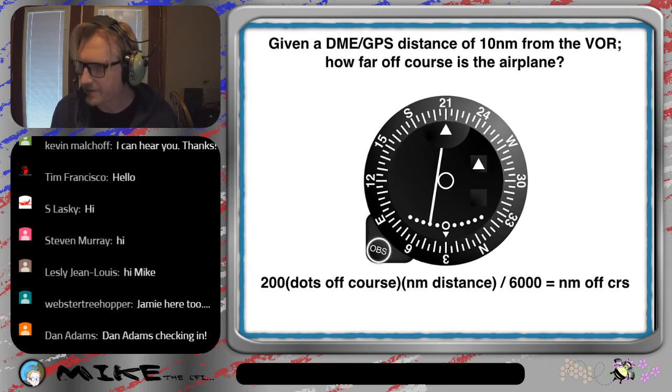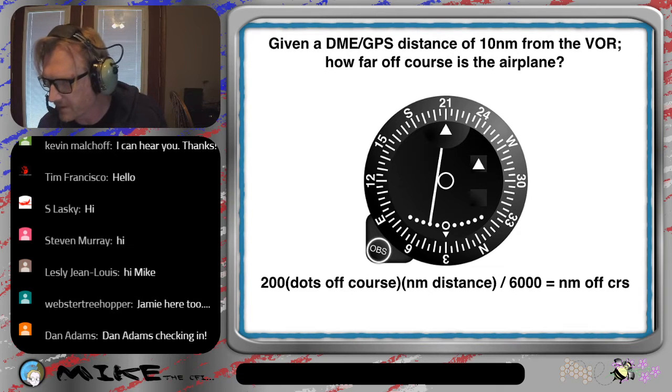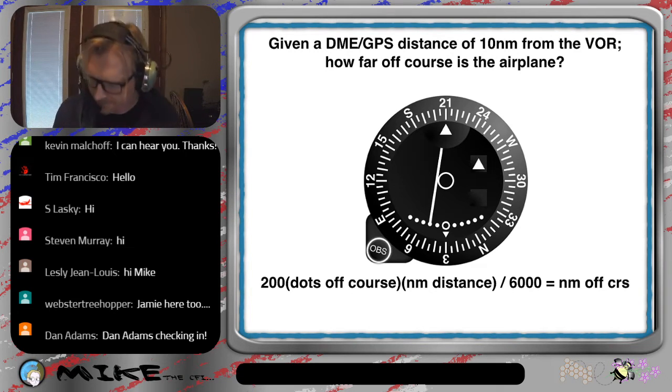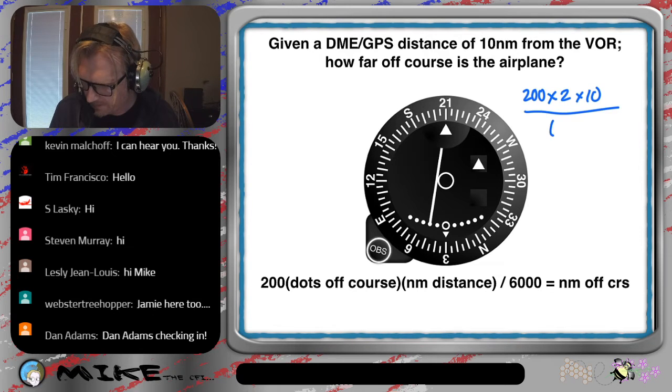All right, let's try this one here. We have a DME distance of 10 nautical miles from the VOR. How far off course is the airplane? So again, taking our 200 times the number of dots off course times nautical miles, dividing that by 6,000 is going to give us our number here. So that's 200 times our 2 dots times our 10, divided by 6,000 is going to give us our answer.